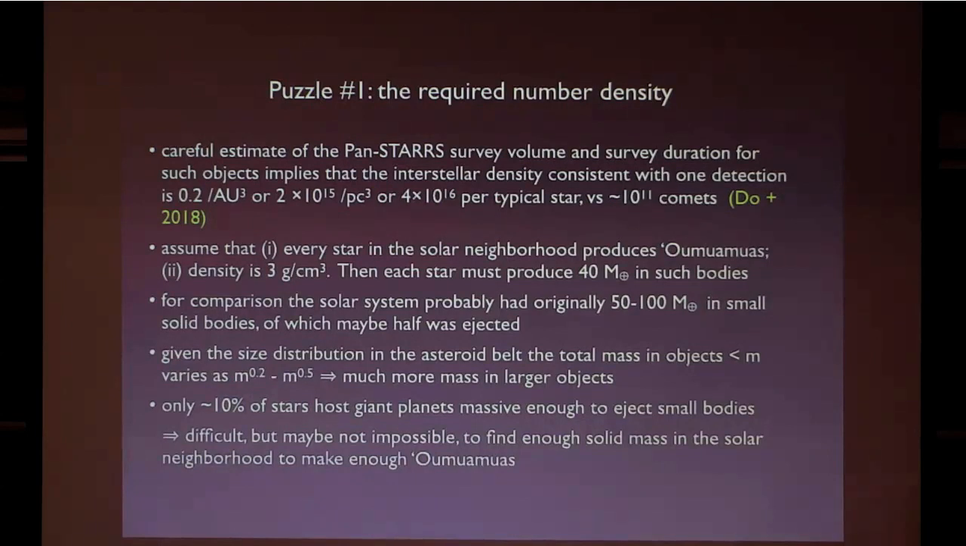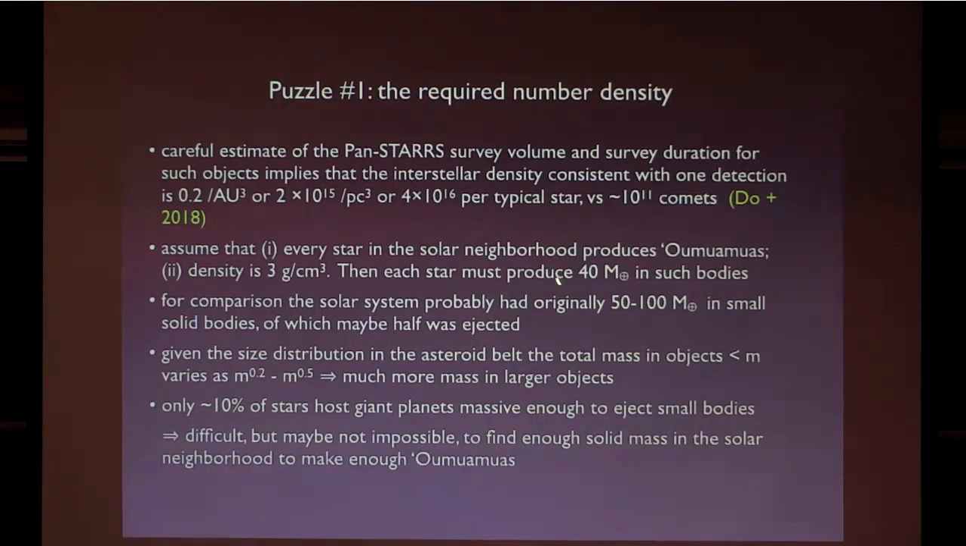In terms of mass, if you assume that every star in the solar neighborhood produces Oumuamuas at the same rate, and the density of the object is 3 grams per cubic centimeter, as you would expect for a rocky asteroid, then every star has to produce about 40 Earth masses. The dynamical heating of these bodies after they get ejected from stars? Let me come back to that in a second.